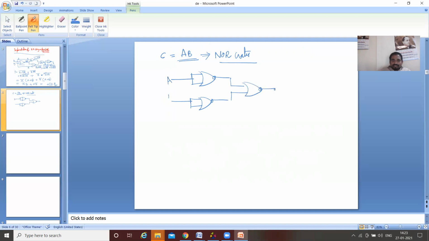Here, consider this is A and B. This is A bar. This is B bar. Now (A bar plus B bar) whole bar. Then apply the De Morgan principle. This is (A bar) bar dot (B bar) bar, which is the same as A dot B. Therefore, this is the implementation.